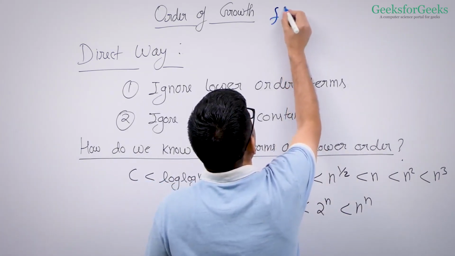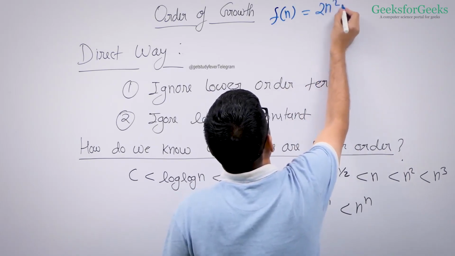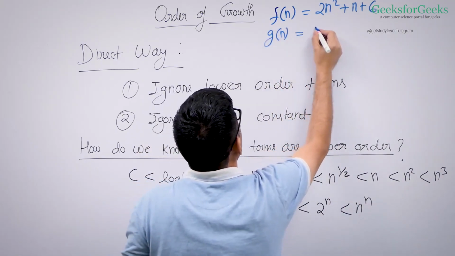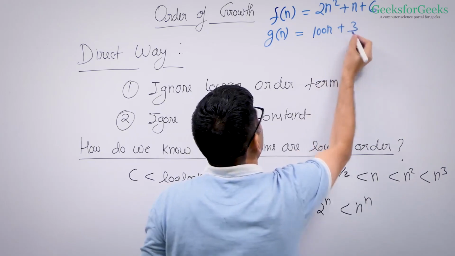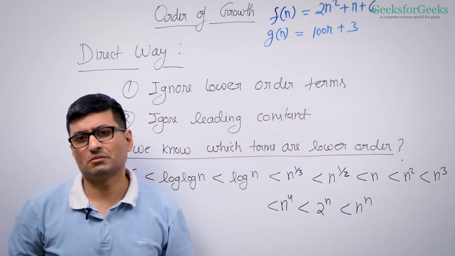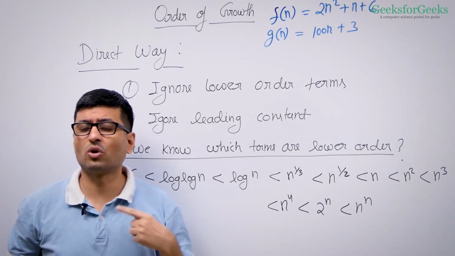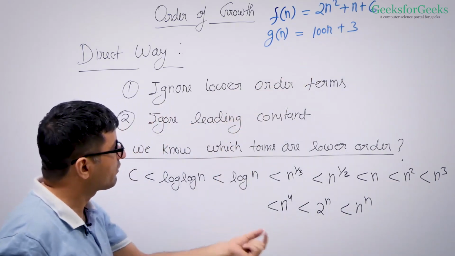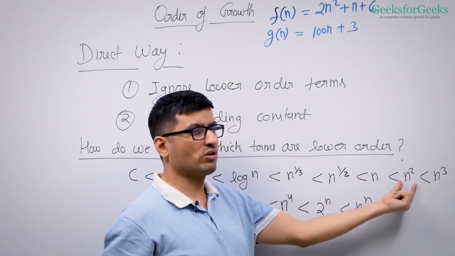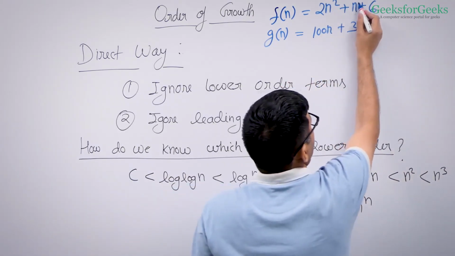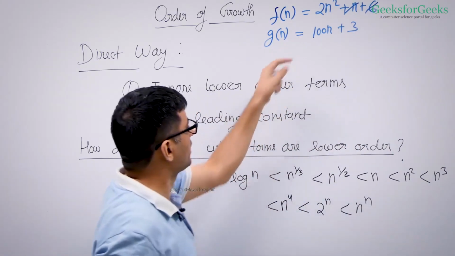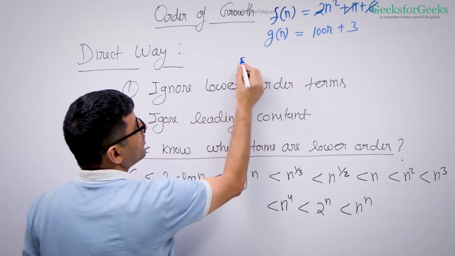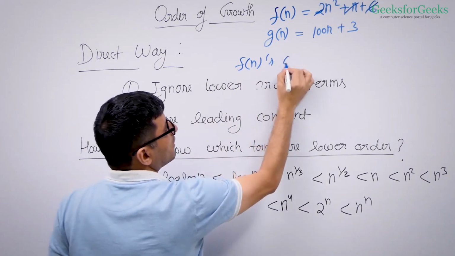Say I have a function Fn whose value is 2n square plus n plus 6, and I have another function Gn whose value is 100n plus 3. Now how do you decide which one is faster growing? You ignore the lower order terms of both the functions. So from here you can see n square is the higher order term. So you can ignore n here, right? You can ignore 6 here. And you can ignore the leading constant. You can ignore this constant too. So you say that Fn's order of growth is n square.